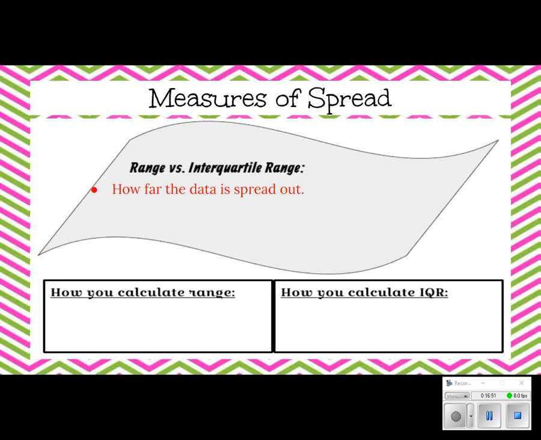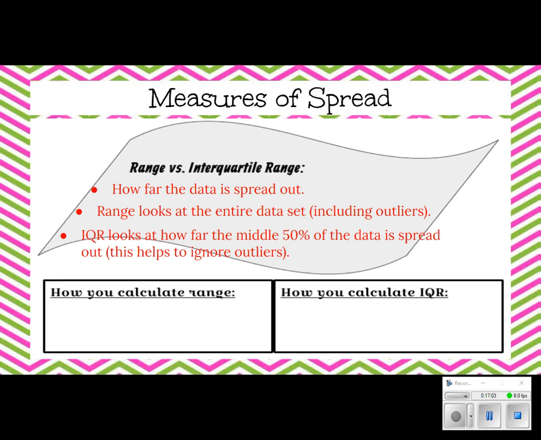How far are the data points spread out? So the range looks at the entire data set, and that includes all the outliers. Remember those really, really small numbers or really, really big numbers? But the interquartile range, or IQR, which is why I like to write it because it's a lot shorter, helps you figure out how far the middle 50% of the data is spread out. And this helps us ignore outliers.